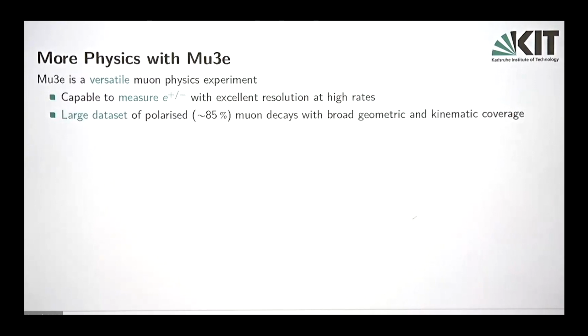Then there's a bit more we can do. We are very versatile because we have the 3 tracks. We measure e+e- with excellent resolution at high rates. We have a large data set with more or less polarized muon decays, broad geometric and kinematic coverage. So there's lots of things to do with this.